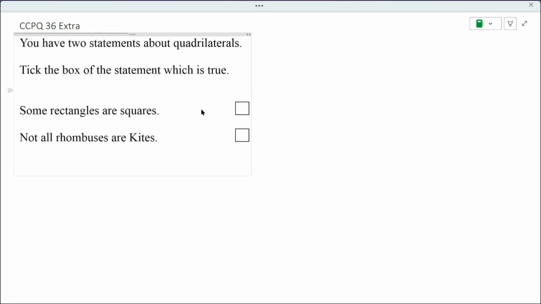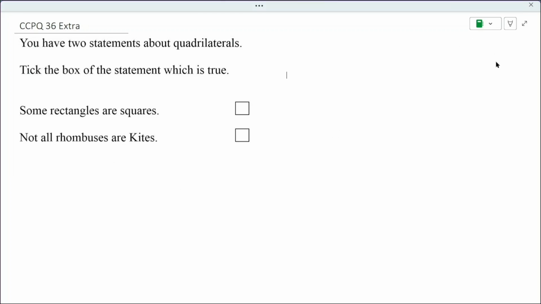Squares have all sides equal, but rectangles have the longer sides, which is the length, and shorter sides, which is the breadth. But in actual sense, some rectangles are squares, because a rectangle can have its length and its breadth the same in length. That special kind of rectangle is a square.